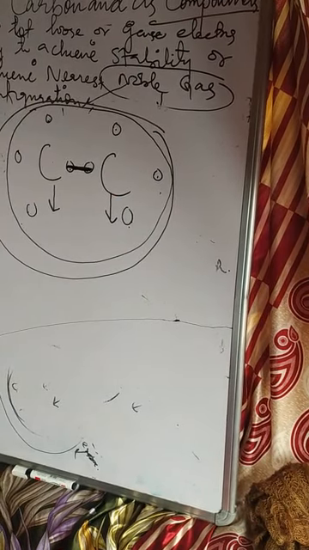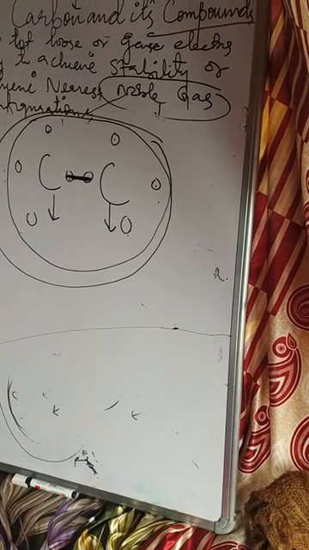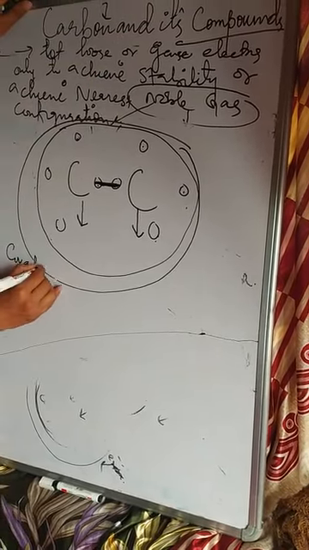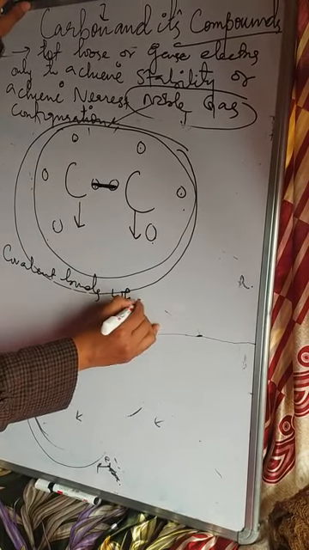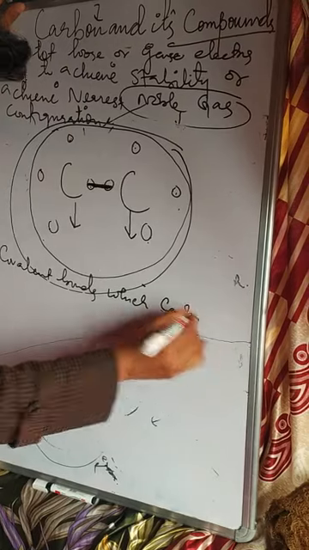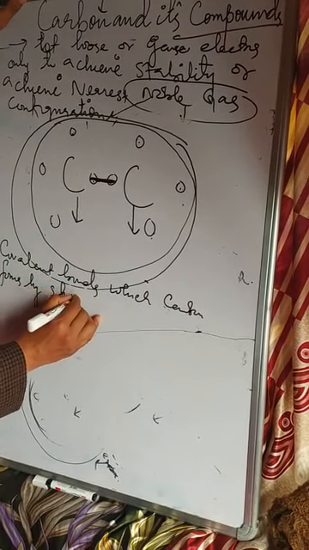Now the question arises, what type of bonds does carbon always form? It is actually covalent bonds, which carbon forms by sharing of electrons.